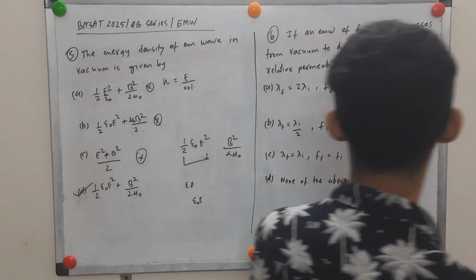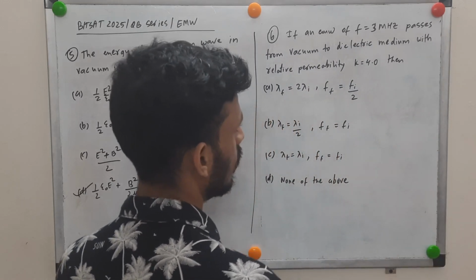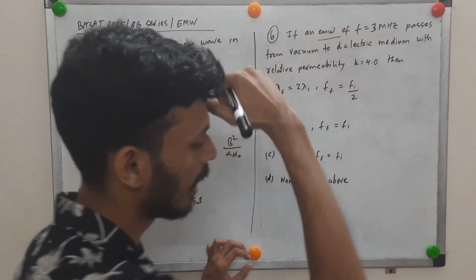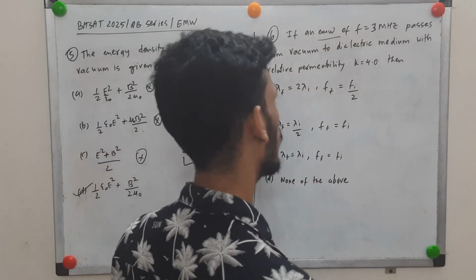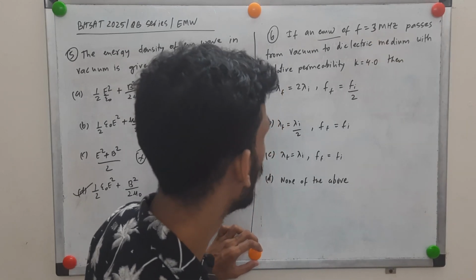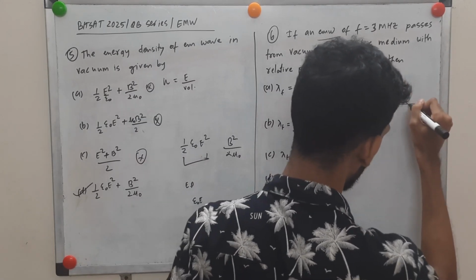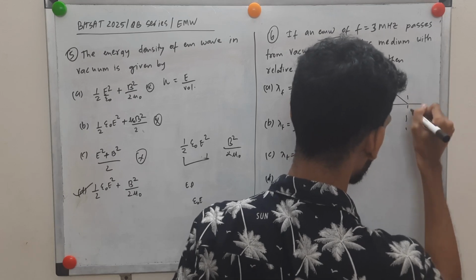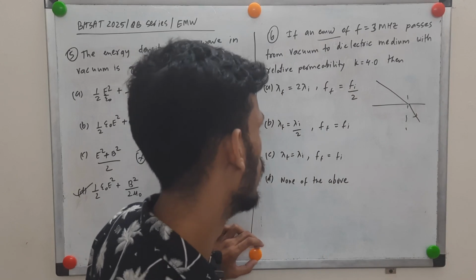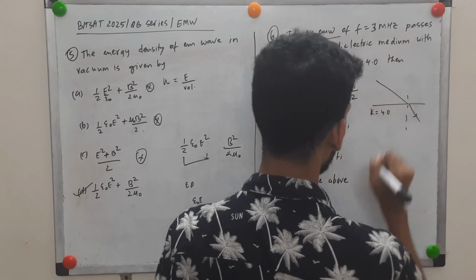So let's come to this question. This will test your concept on what happens when light travels from one medium to another, specifically an electromagnetic wave more generally. So we have a frequency of 3 megahertz. It passes from vacuum to some dielectric medium. So it will slow down, right? So this has a relative permeability of 4.0.